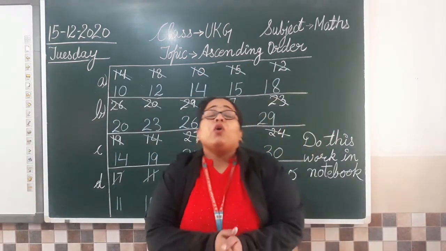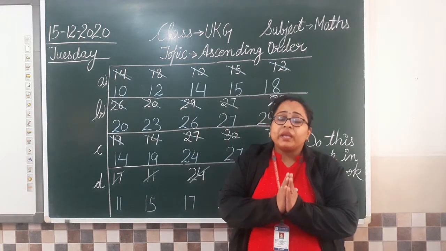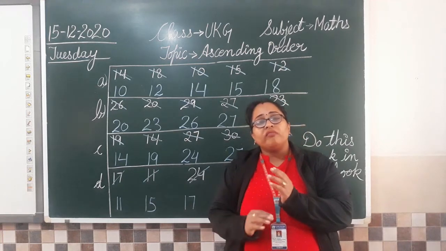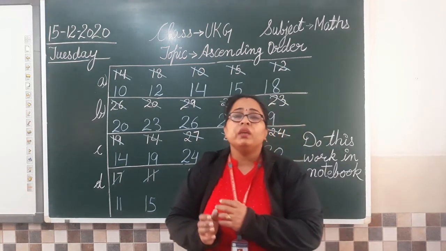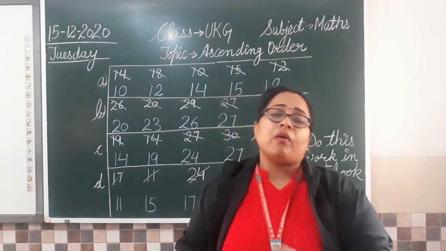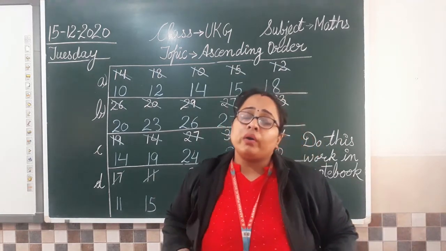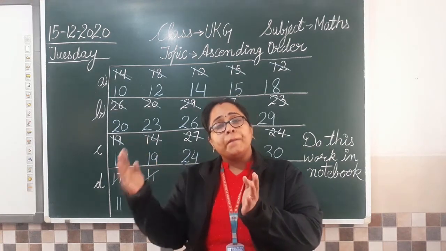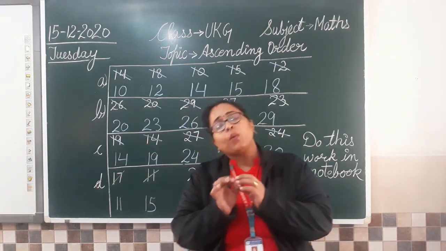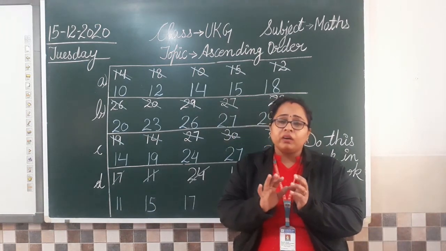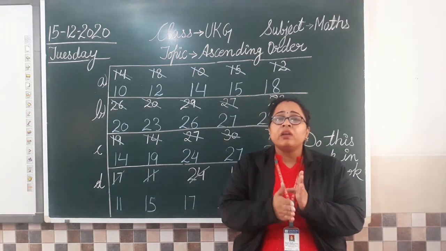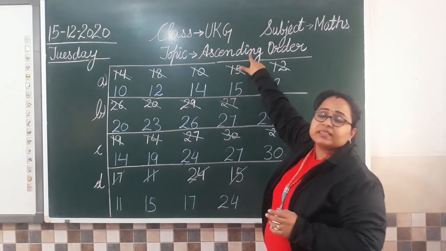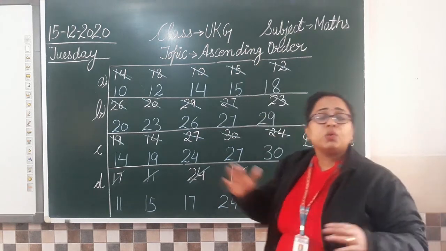So class, I hope you have understood the topic clearly by now. What is ascending order? If one line I want you to answer me. So tell me, what is ascending order? Ascending order is the order in which we write the numbers from smallest to biggest. आपको ये एक main point याद रखना है forever. When it is asked ascending order, you have to remember this word ascending order. Ascending order is smallest to biggest.